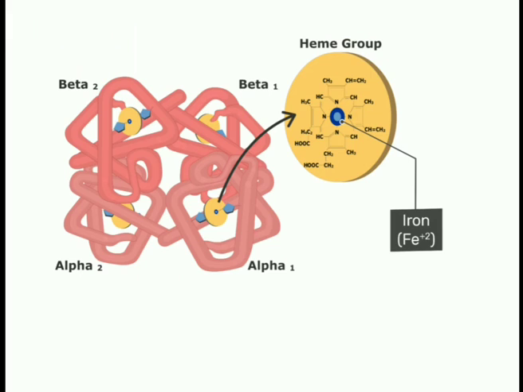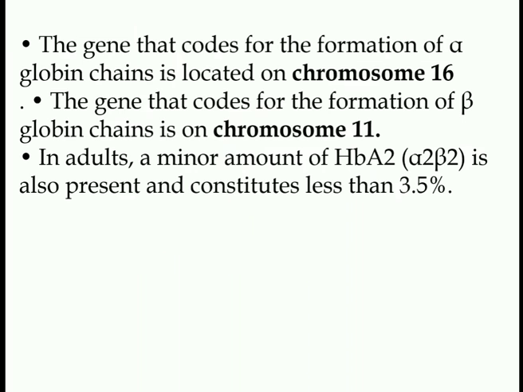Here in the figure we can see a hemoglobin structure consisting of 2 alpha chains and 2 beta chains, along with the heme group. The heme group contains iron in the ferrous state. The gene that codes for formation of alpha globin is located on chromosome 16, whereas the gene that codes for formation of beta globin chain is on chromosome 11. A minor amount of HbA2 is also present in normal human adults.